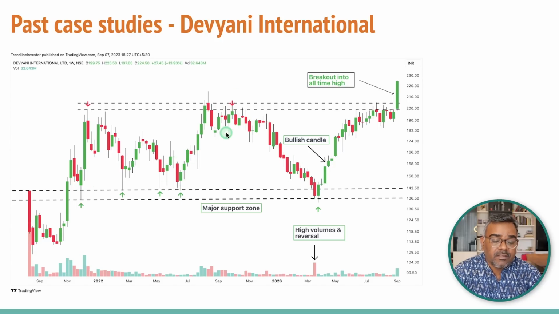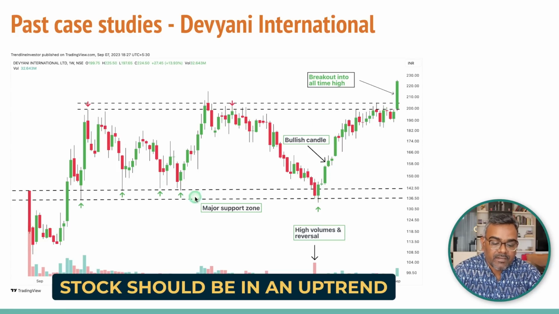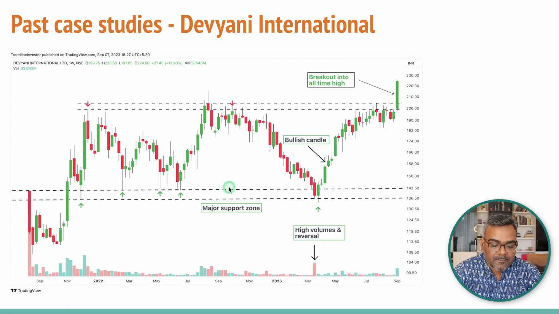So it's a pullback on the weekly time frame, and then we are reversing. So overall, the stock has to be in an uptrend on weekly charts, right? It should not be in a downtrend. The stock should not go like this. It should not go below like that, right? It should go up like this. So until this uptrend is intact, it's totally fine.